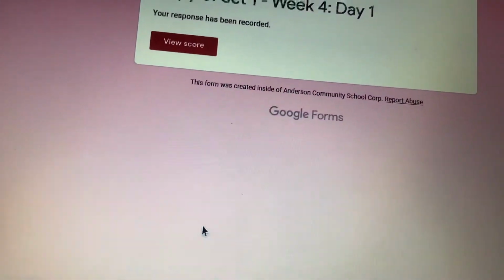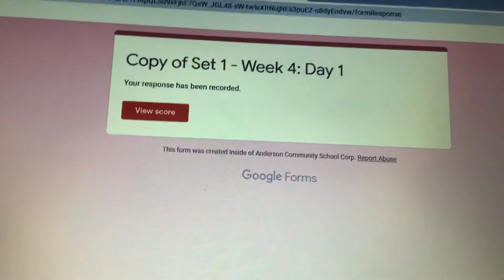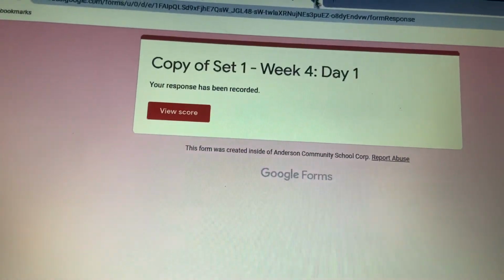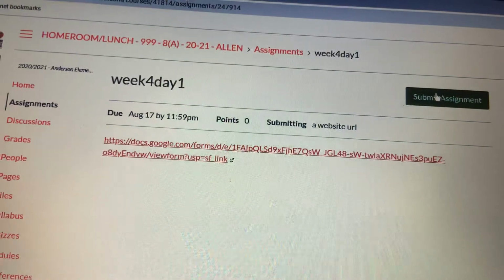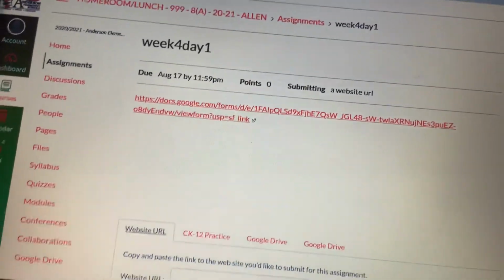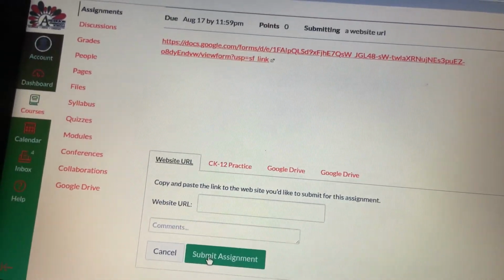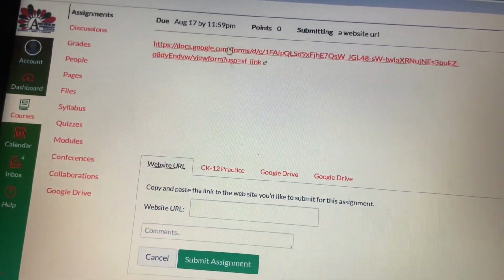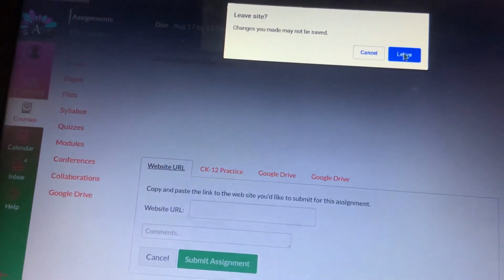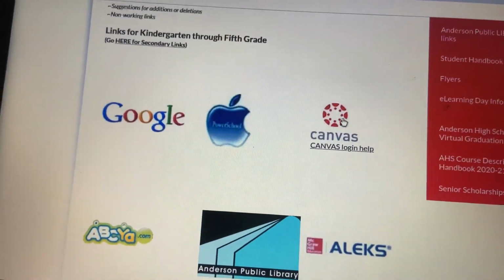And when I'm all done and I click submit, it says my response has been recorded. I'm all done. I don't have to go back into my assignments, I can just go here. I can click submit assignment. That lets me know that it's all done. Actually, you don't even have to do that. You just finish and then you can click out of that assignment and go back to your Canvas homepage.